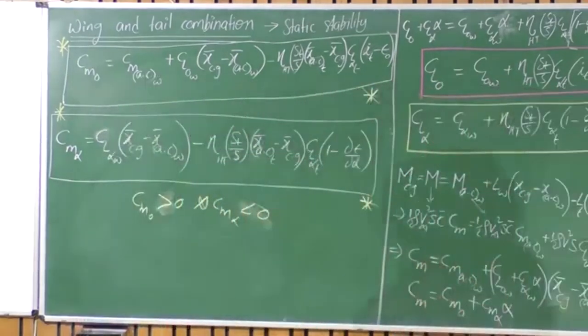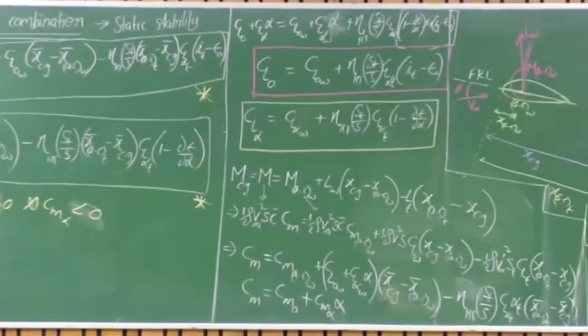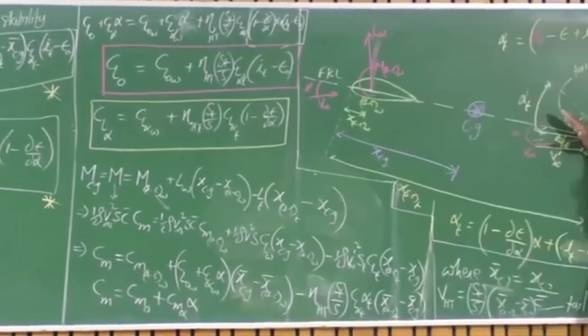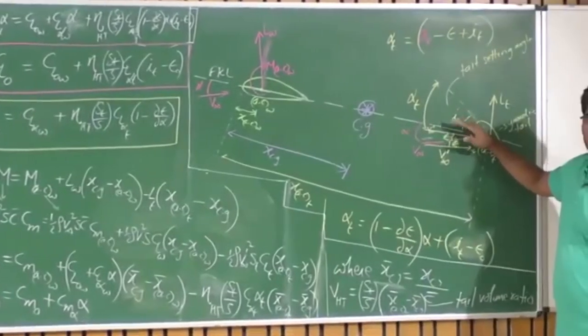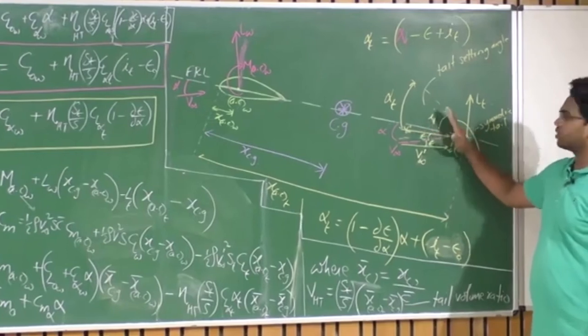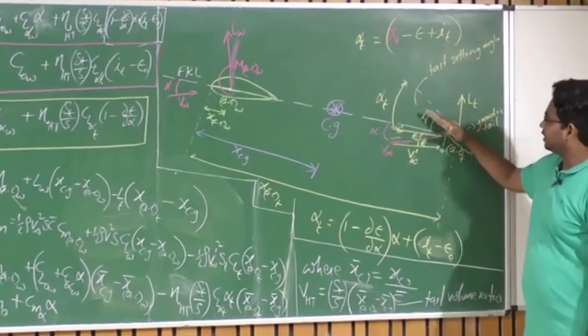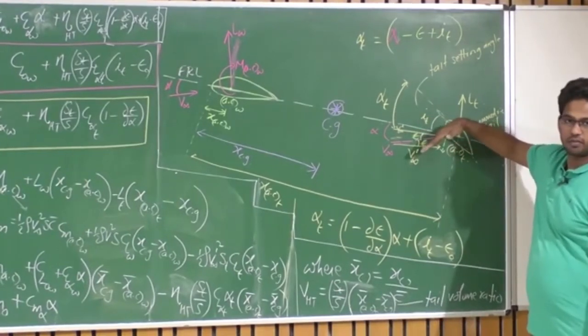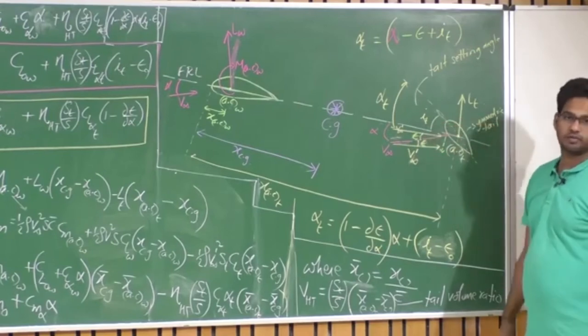What does it mean? i_t is positive when inclined above the fuselage reference line, right? It is negative when it is inclined or oriented below the fuselage reference line.